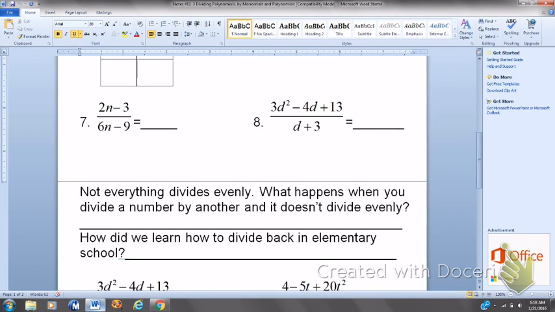Alright guys, so here's the second part of 11.3. We're going to start off with number 8, 3d squared minus 4d plus 13. So if we go ahead and draw our squares like we did on the other ones, we have the d plus 3 at the top, we have our 3d squared in this box, and our 13 here. But I can already see a problem. 13, there's nothing times 3 that will give me 13, and at some point these two numbers are going to have to give me 13, and it won't work. So nothing times 3 is 13.